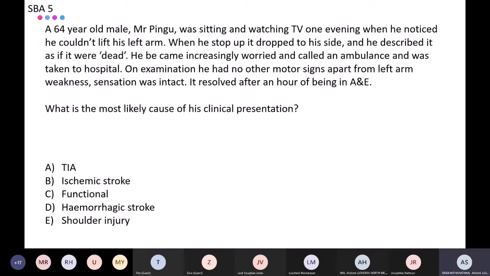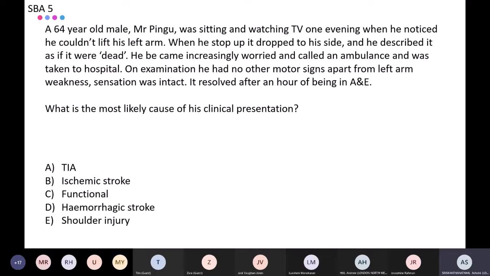Okay, next slide. So we've got the next SBA here. A 64-year-old male, Mr. Pingu, was sitting and watching TV one evening when he noticed he couldn't lift his left arm. When he stood up, it drooped to his side, and he described it as if it were dead. He became increasingly worried and called an ambulance and was taken to hospital. On examination, he had no other motor signs apart from the left arm weakness. Sensation was intact. It resolved after an hour of being in A&E. What is the most likely cause of his clinical presentation?